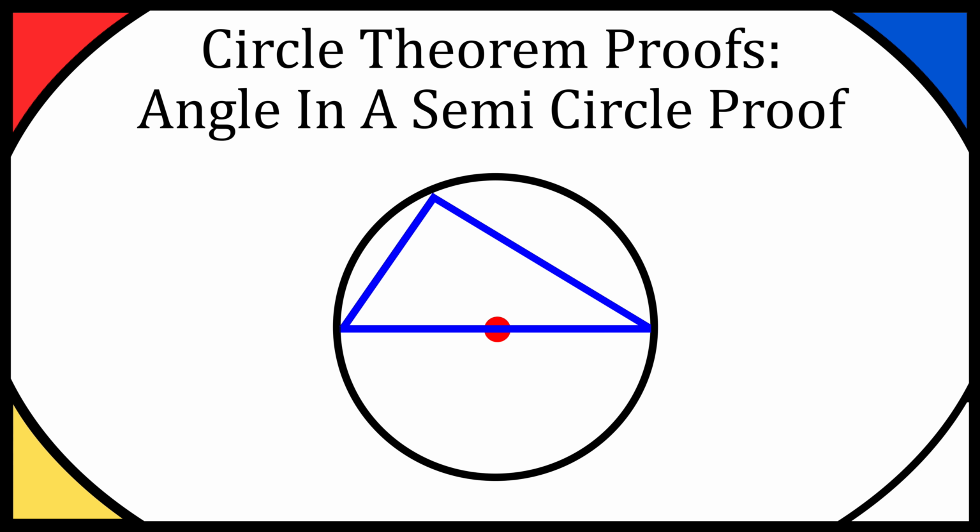So let's get into the first proof, and that is the angle in a semicircle proof. We need to prove that the angle at the top of this triangle is 90 degrees, although we're not meant to know that yet. We're just trying to find the size of that angle. We've obviously got a circle here. The red dot is the center, and the bottom of the triangle is the diameter of the circle, and then we've got these two other lines meeting.